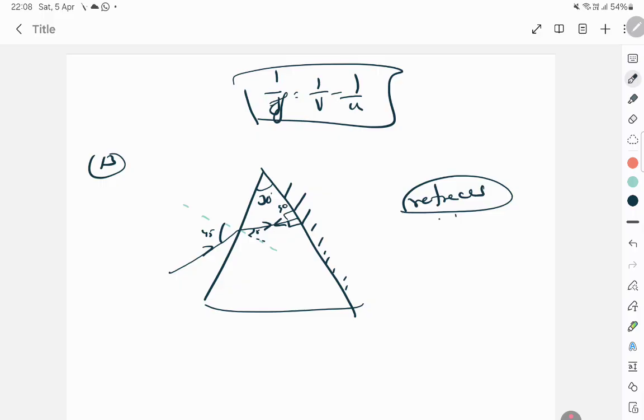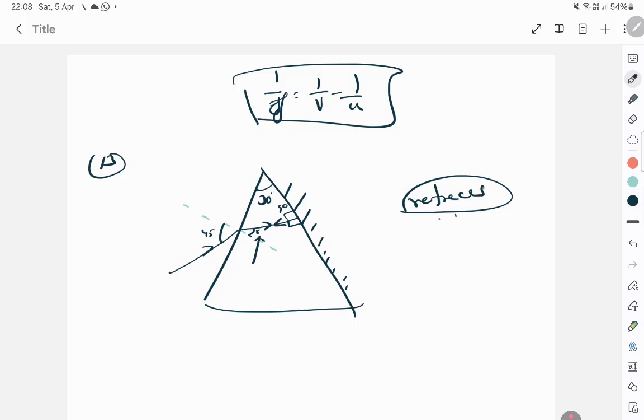What is the balance of the question? One of the faces is coated with silver. The angle of the prism is 30 degrees. A ray incident on the other face at an angle of 45 degrees is refracted and then reflected by the silver coating and retraces its path. Find the refractive index of the material of the prism. Here it is completely retracing. So you have to find the refractive index. If you can find this r, you can find the refractive index.